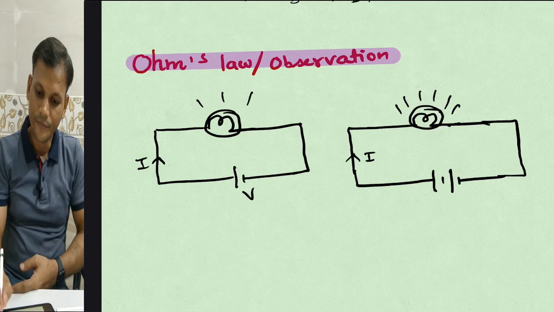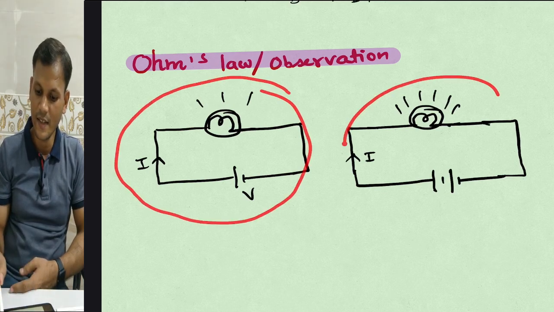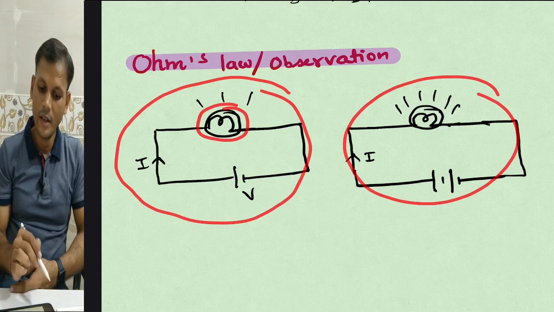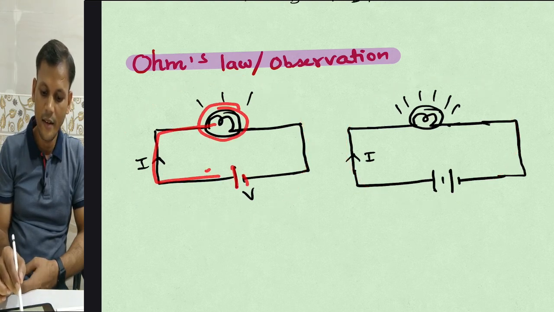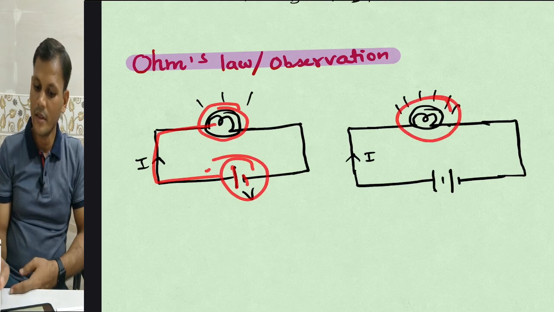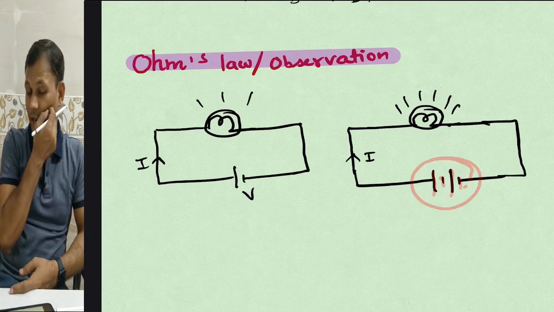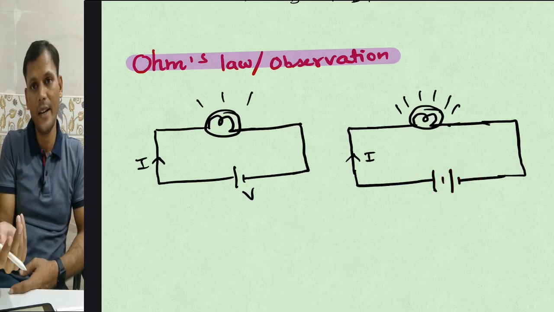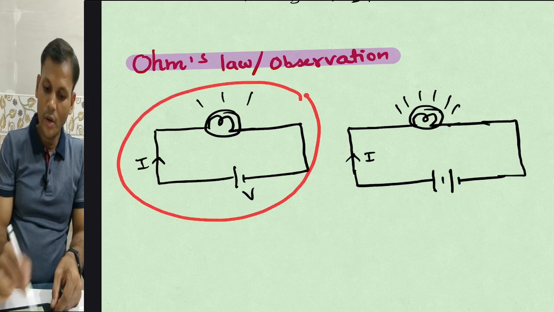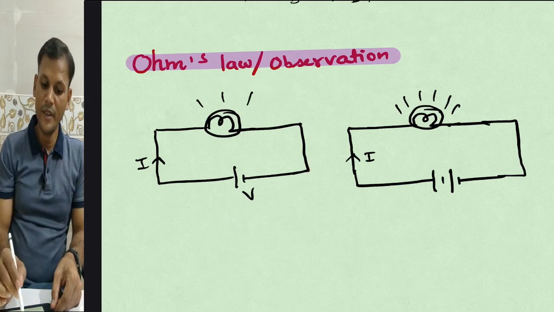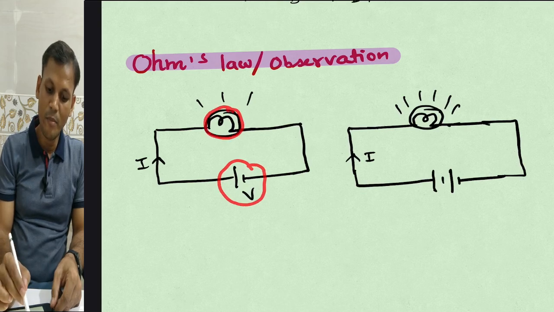So let us see. I have drawn two diagrams, one is this, another is this. This is the bulb, and this bulb is connected by a single cell. And the same bulb is connected by two cells, which is called a battery. A number of cells is called a battery. So what is our observation in the first diagram? We see that as a single cell is used, the brightness of the bulb is less.